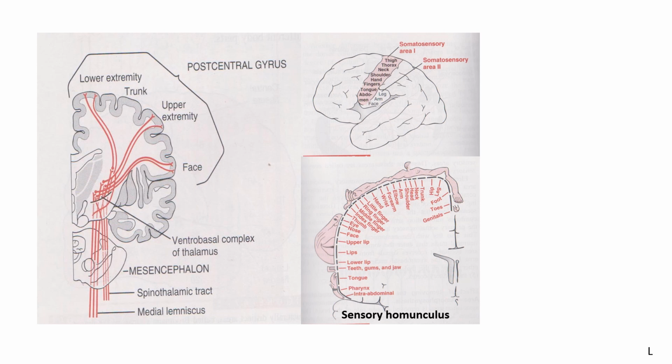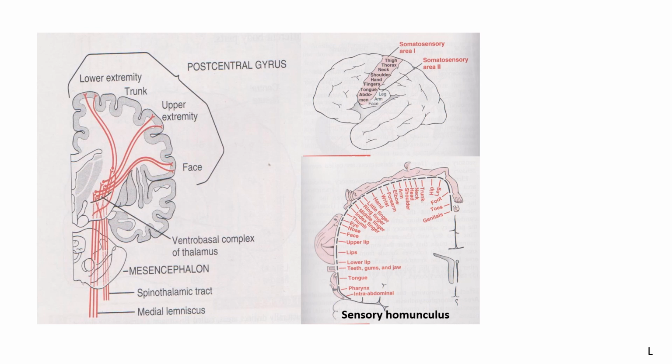So this is how we are able to localize and identify that this pain is coming from the foot, this sensation is coming from the arm, this sensation is coming from the leg. It's because of where it lands in the primary somatosensory area, because each part of your body is represented in that particular area. That is how we are able to tell where the sensation is coming from, and it is through what is known as the sensory homunculus.